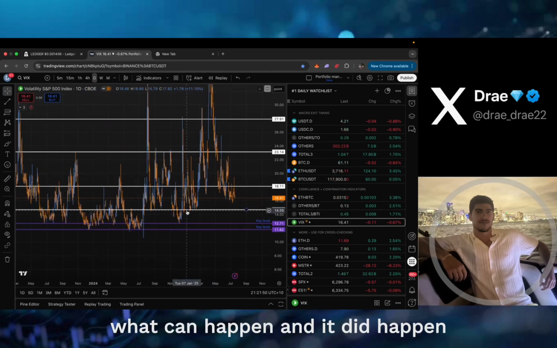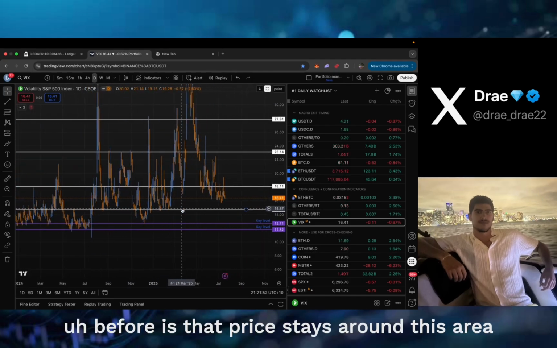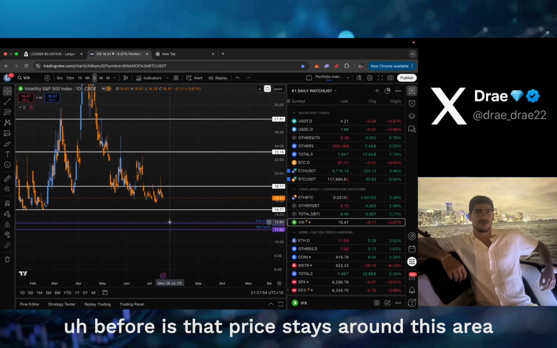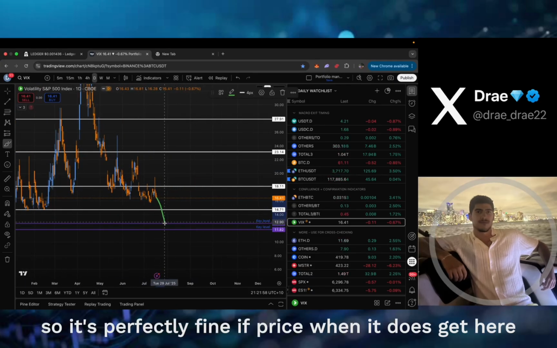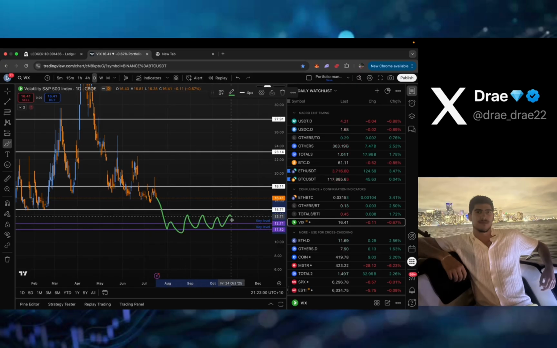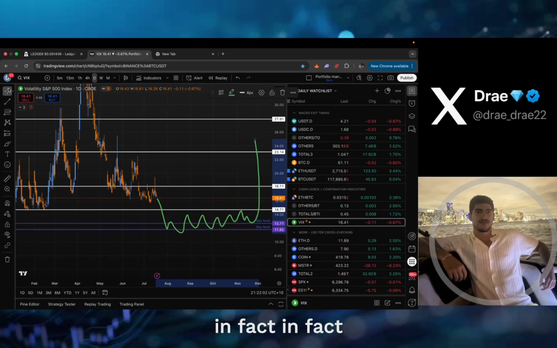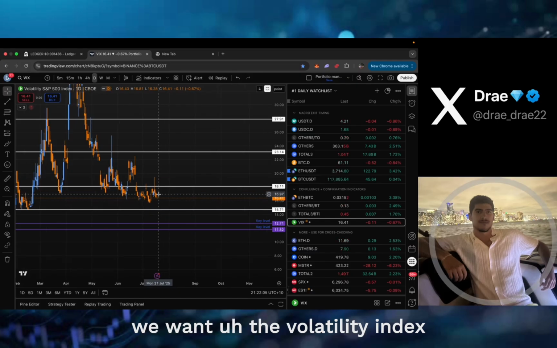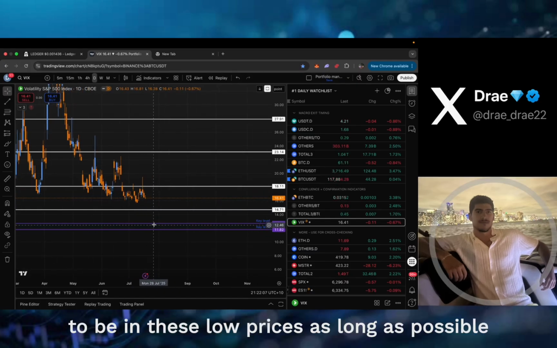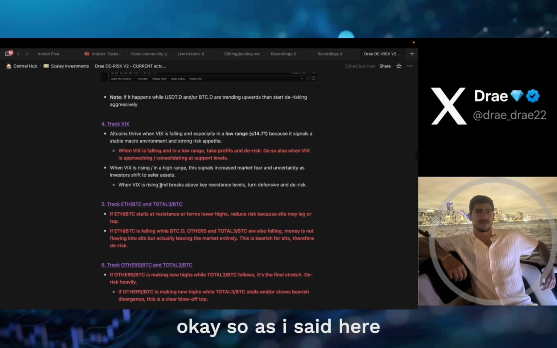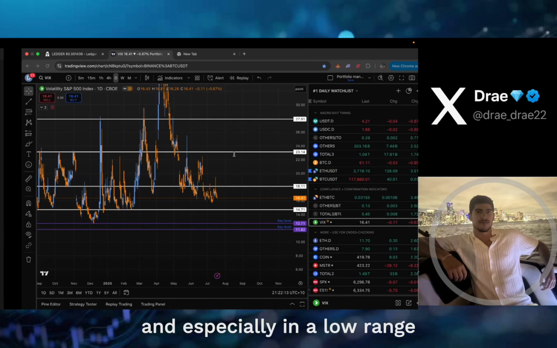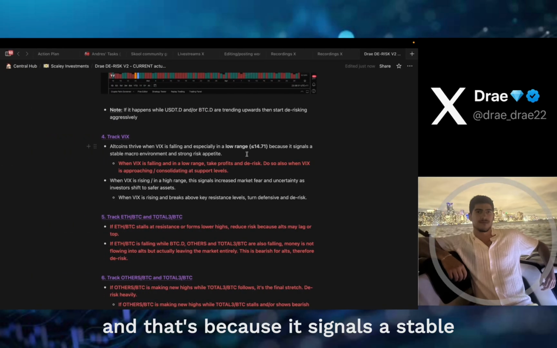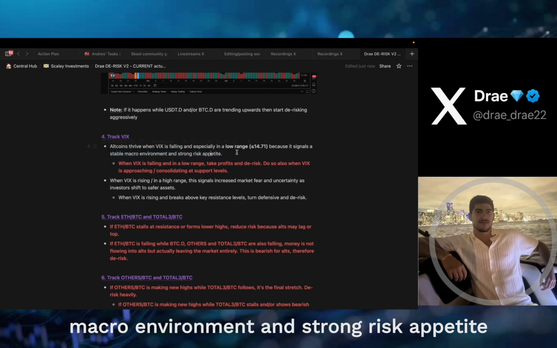What can happen, and it did happen before, is that price stays around this area. So it's perfectly fine if price, when it does get here, it just does this. In fact, we want the volatility index to be in these low prices as long as possible. Okay, so as I said here, altcoins thrive when VIX is falling, and especially in a low range. Okay, and that's because it signals a stable macro environment and strong risk appetite.